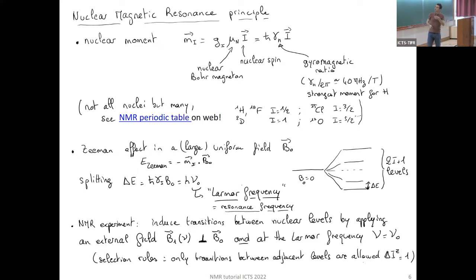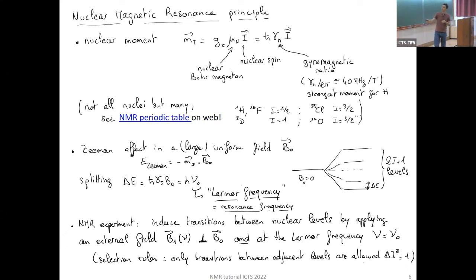So now what do we do with NMR? In an NMR experiment, you will induce transitions between adjacent levels by irradiating your system with a frequency. And this will work if the frequency you use is exactly equal to the spacing between two levels. Okay, this is a resonant technique.